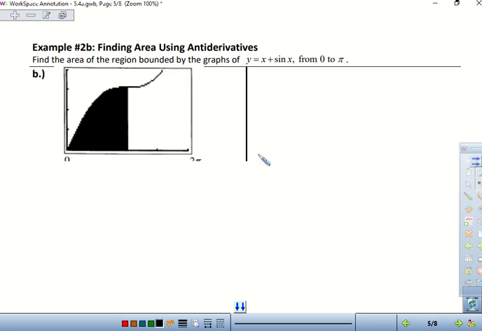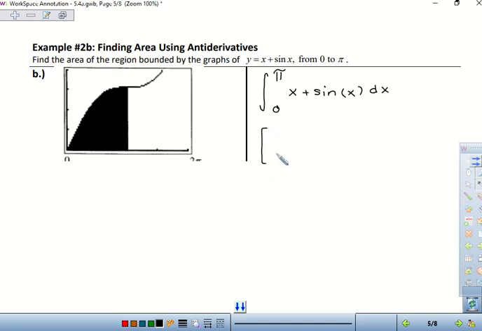Next one. Once again, no calculus mentioned. You have to understand what the question is asking you to do. Sometimes that's the hardest part about math, is being like, what are they asking, right? So they want us to find the area of the region bounded by the graphs. That's where calculus comes in, right? What is my integral going to go from? 0 to pi. Good. Of x plus sine of x dx.